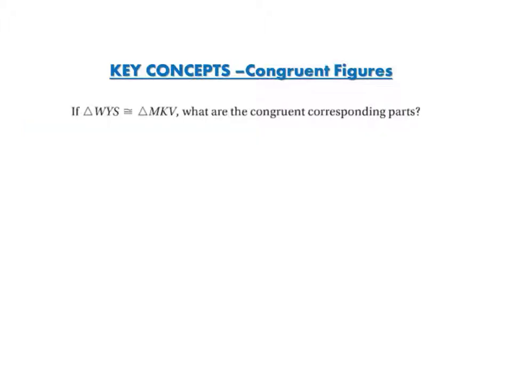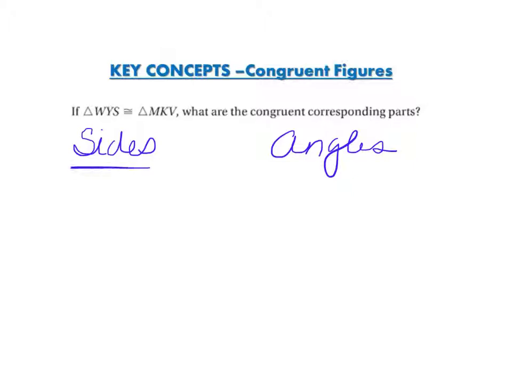This question says, if triangle WYS is congruent to triangle MKV, what are the congruent corresponding parts? Figures have two sets of corresponding parts. The first one is sides, and the second one is angles. Now, because it's a triangle, we'll have 3 sides and 3 angles.